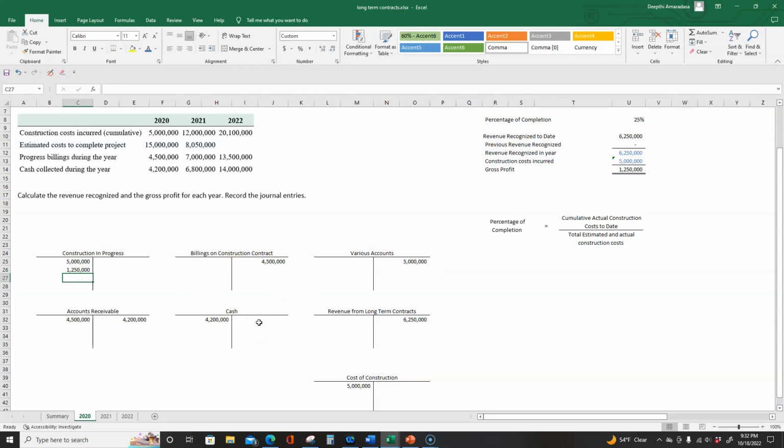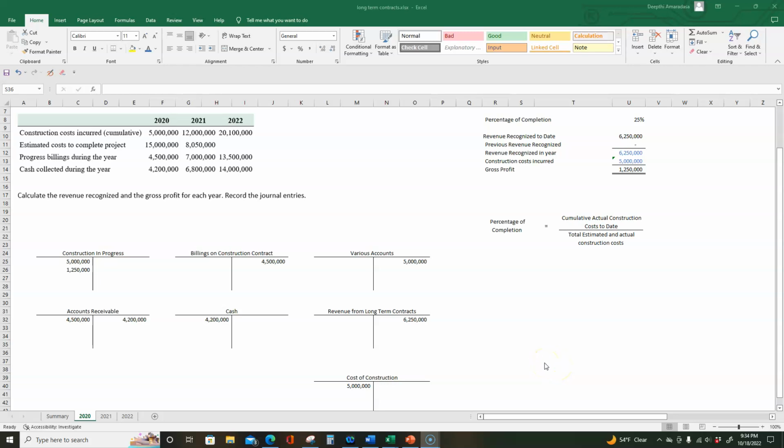So to recognize revenue, it's a compound journal entry. You're going to debit construction in progress of $1,250,000, the amount of gross profit. You're going to debit cost of construction, $5 million, and then you're going to credit revenue recognized during the year of $6,250,000. Those are all the journal entries for 2020 relating to this construction contract. Now we're going to look at 2021 in the next video.